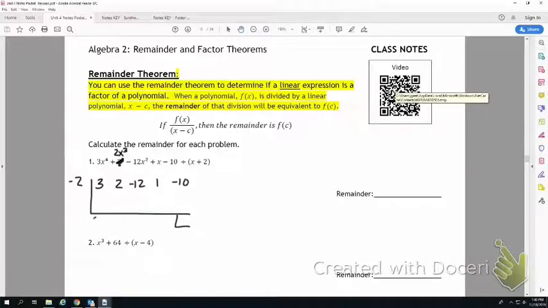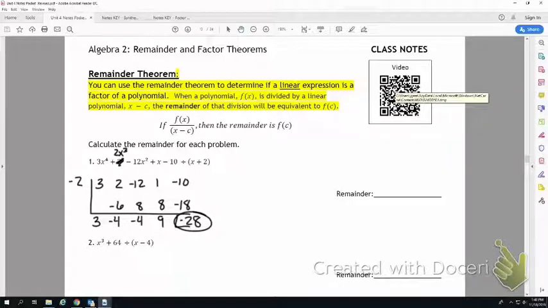So I would drop the 3. Negative 2 times 3 is negative 6. 2 minus 6 is negative 4. Negative 2 times negative 4 is 8. Negative 12 plus 8 is negative 4. Negative 2 times negative 4 is 8. 1 plus 8 is 9. Negative 2 times 9 is negative 18. So my remainder would be negative 28.